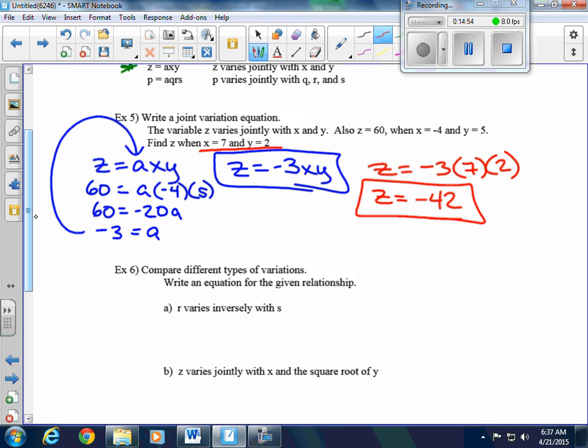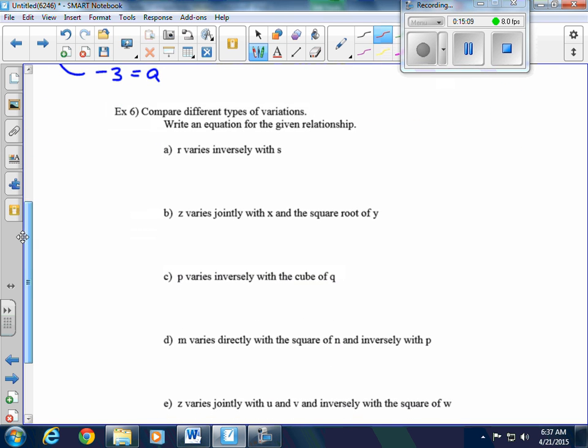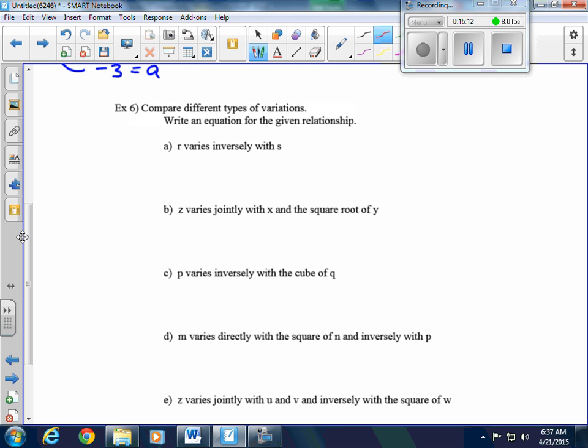Z is negative 42. All right, next, example 6 says compare different types of variations. We're going to write an equation for the given relation. So we'll have to determine whether it's a direct variation, an inverse variation, a joint variation, and write our equation accordingly. So first one says R varies inversely with S. So this is an inverse variation. Inverse means it's going to be in that form, A divided by S. Okay, so R equals A over S is our answer for that one.